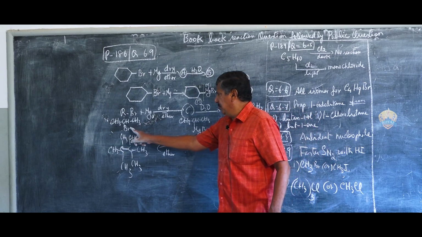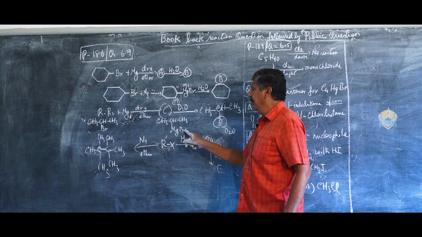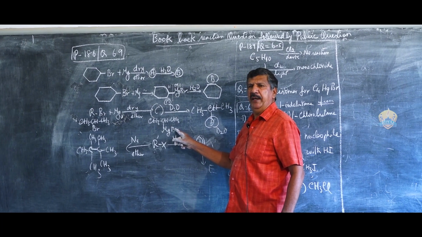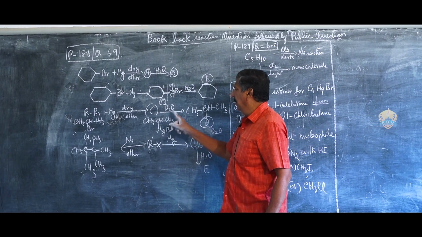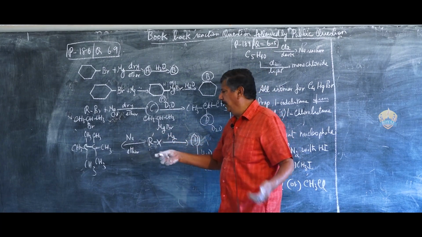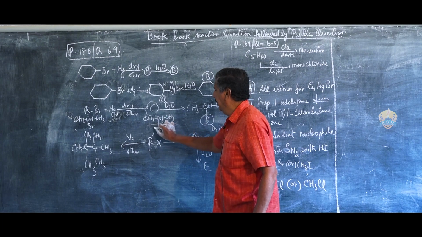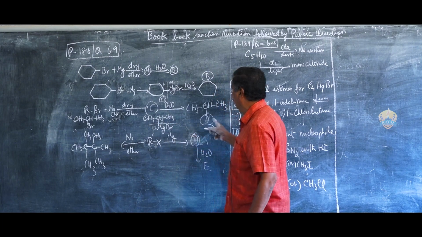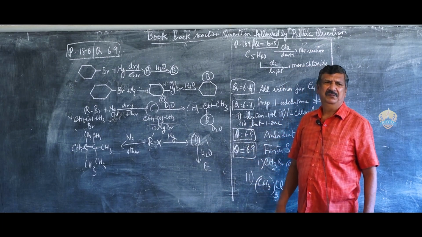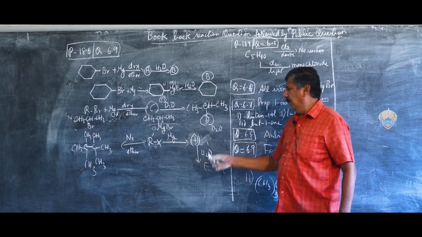See, when this compound is treated with magnesium, it gives a Grignard reagent, magnesium bromide. When this compound is treated with deuterium oxide, again and again I am telling, the bond will break here, the D will join here and the OD will join here. That's why you are getting this compound. So, okay, this is over. What about this one?